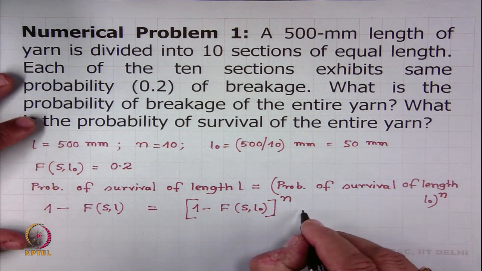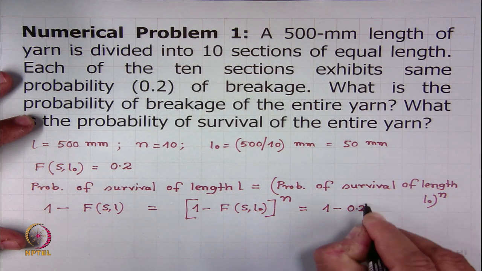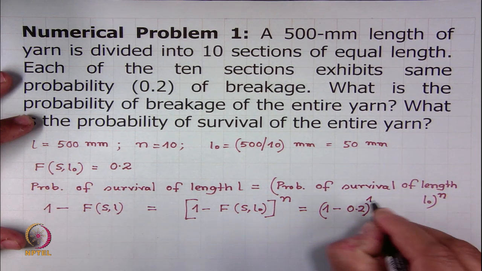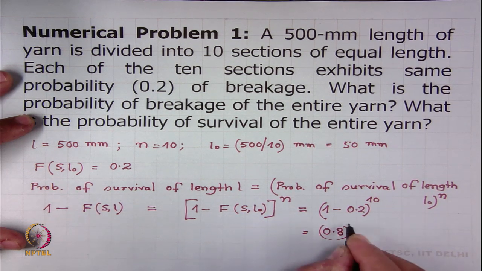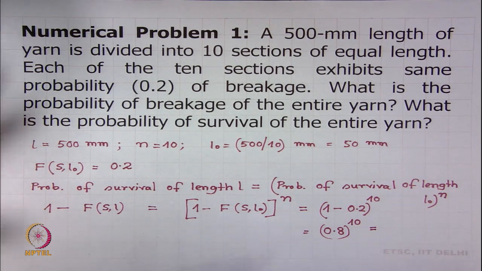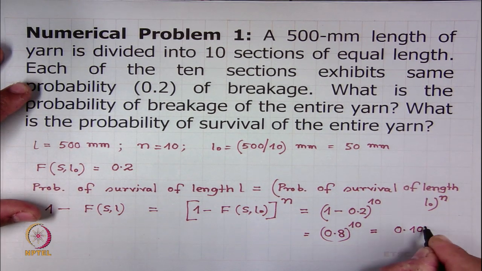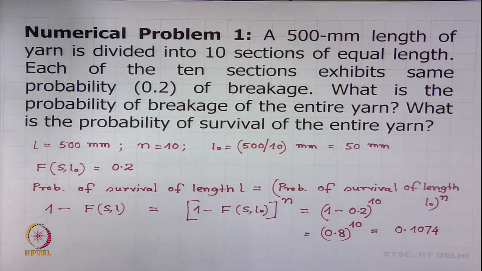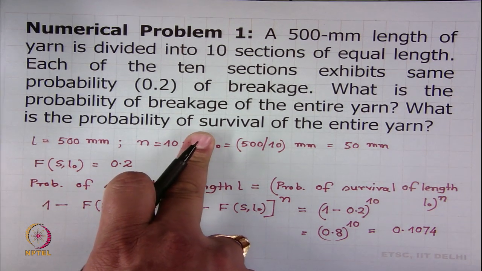So, what is given? 1 minus 0.2 to the power 10. So, 0.8 to the power 10, this value is equal to 0.1074. So, this is the probability of survival. So, answer of the second part of the problem.